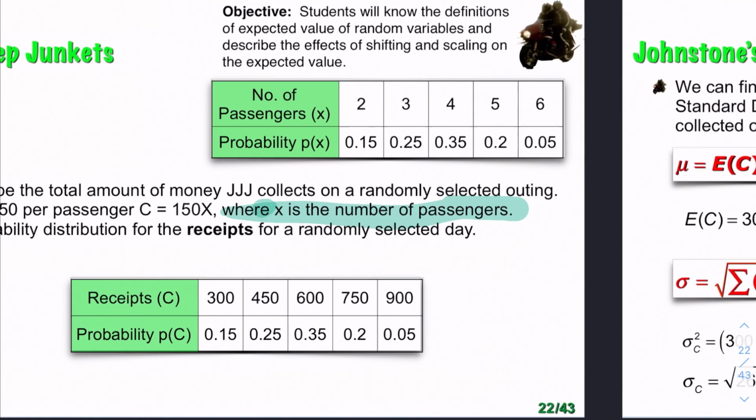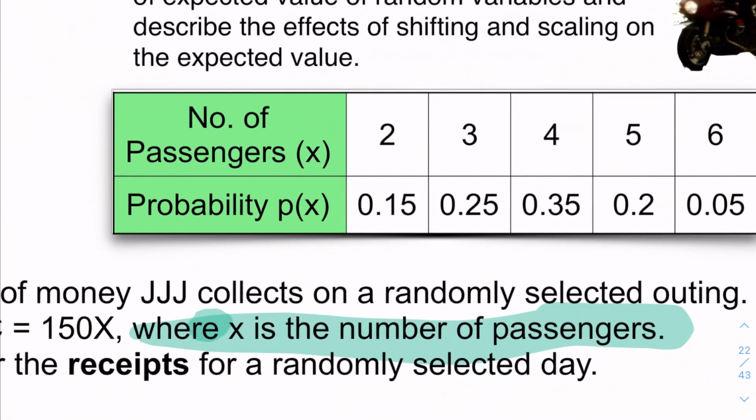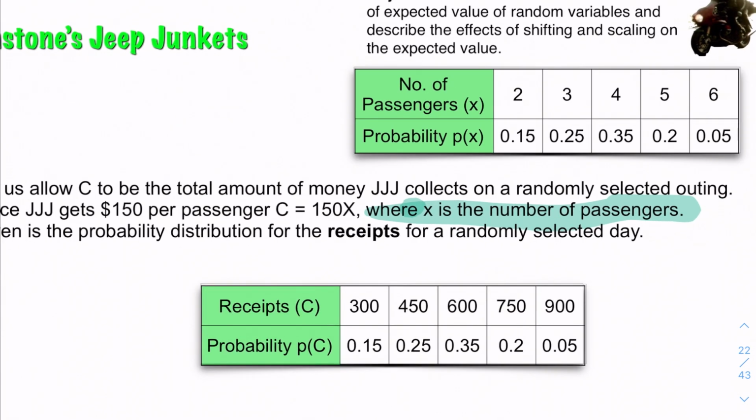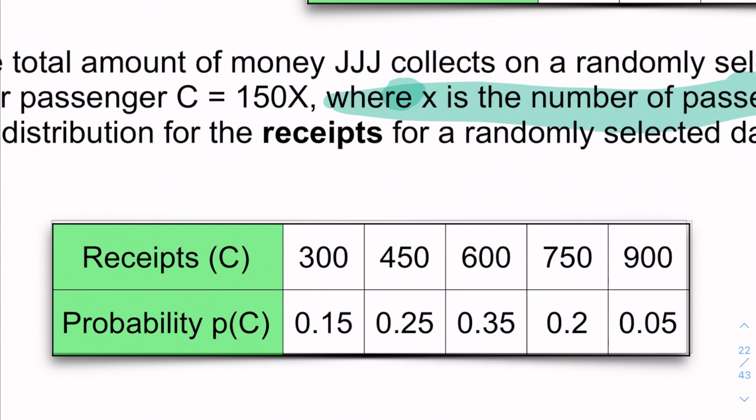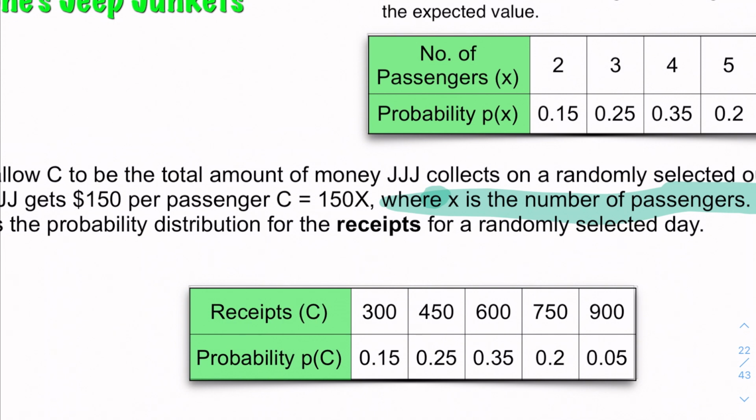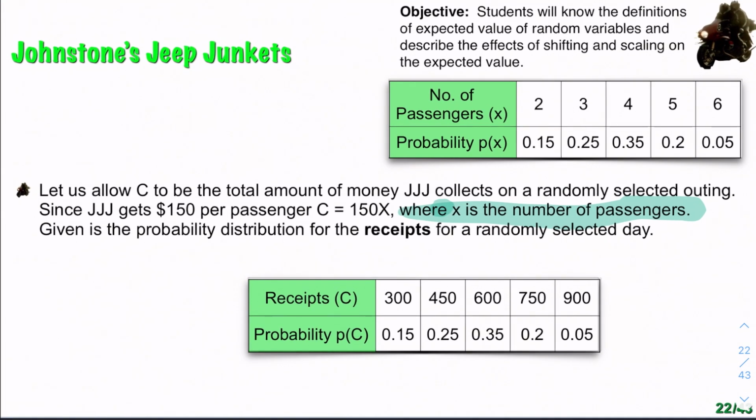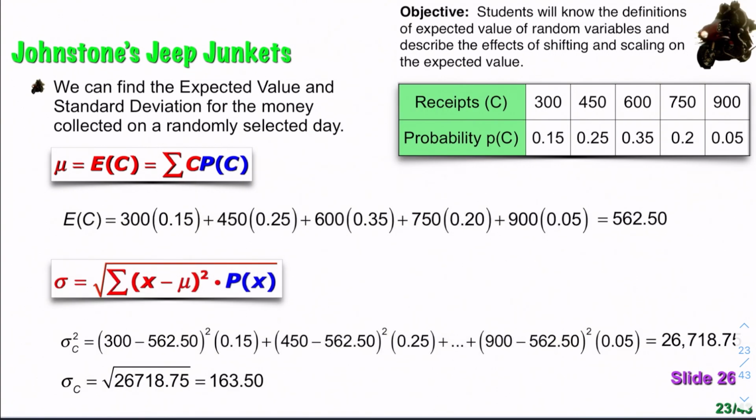So we take our probability model for just passengers, and we're going to multiply each one of those by 150. So if we take 2 passengers, we'll make $300. If we take 3 passengers, we'll make $450, and so on. What should we get for the new expected value for our cost and our standard deviation? So how much would we expect to bring in is the question.